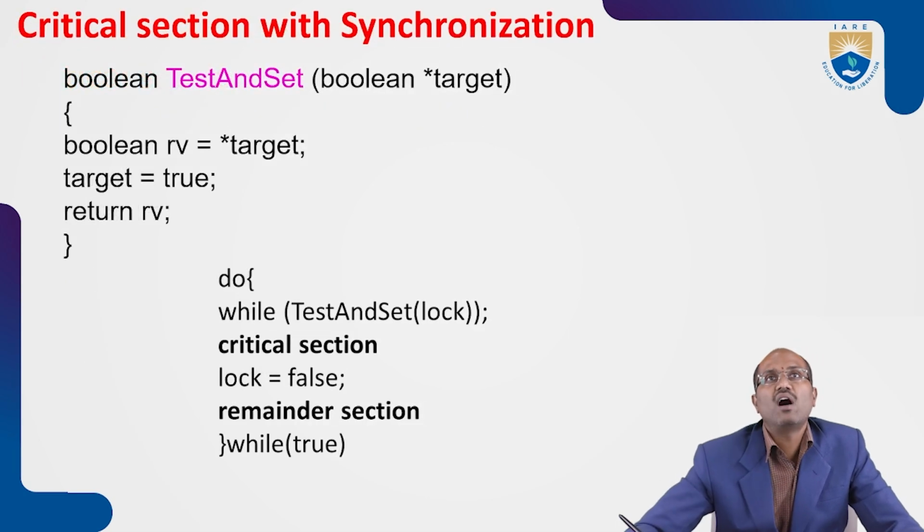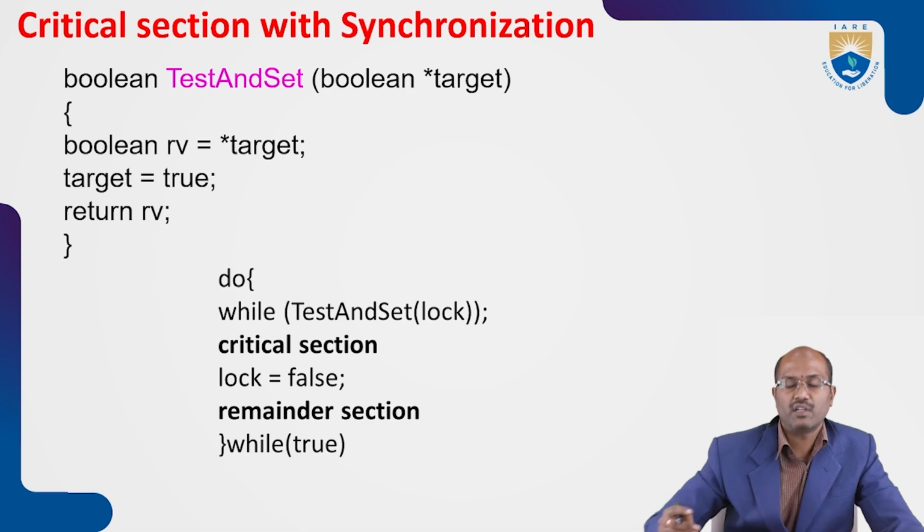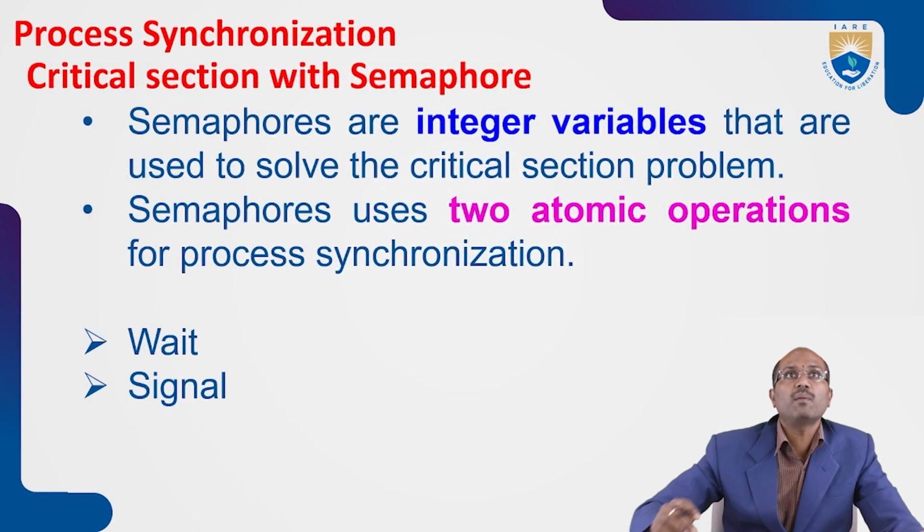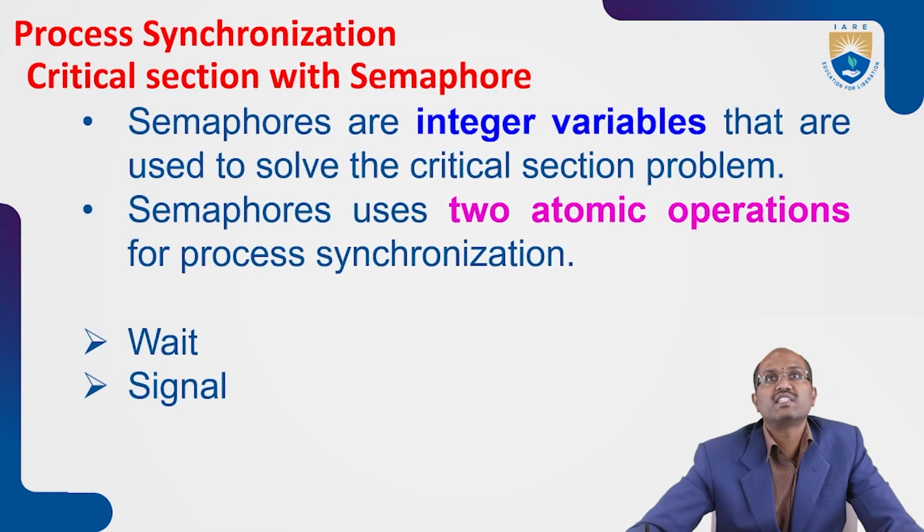Then this is a hardware solution of the critical section with synchronization: the Boolean test-and-set method. A Boolean gives the target variable, which may be true, and the remainder variable. Test-and-set lock: the process sets the critical section lock to false and gives the process to the remainder section, while true, in the hardware solution of this problem. Coming to the critical section with semaphore.